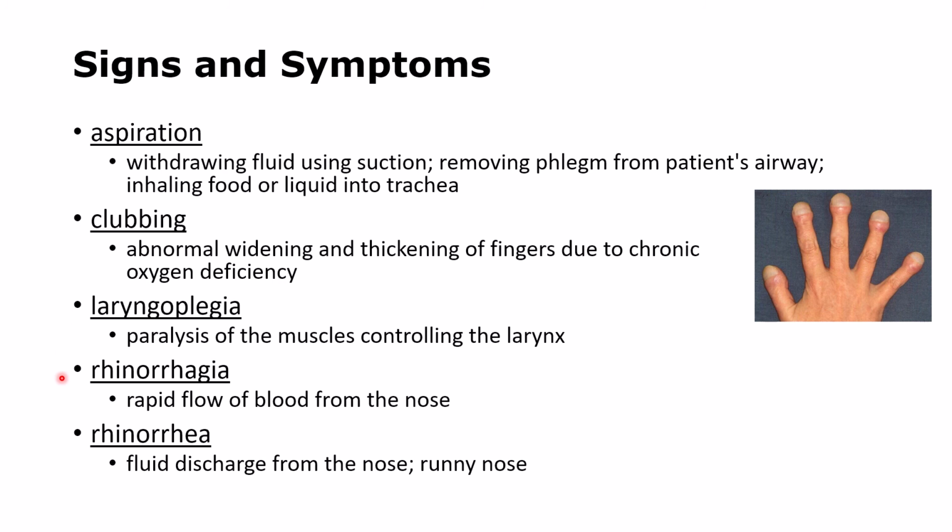Rhinorrhea is a discharge coming from the nose. Blood coming from the nose is epistaxis. The discharge can have any color. It can be clear, and that can be an allergy or a viral infection. It can be yellowish, and that could be a bacterial infection. Greenish can be bacterial infection, and red will be blood. So they're different ones.